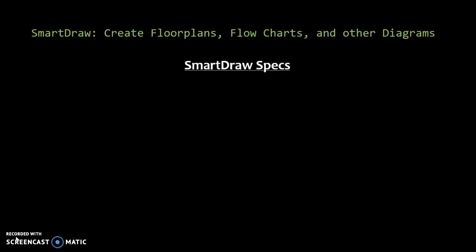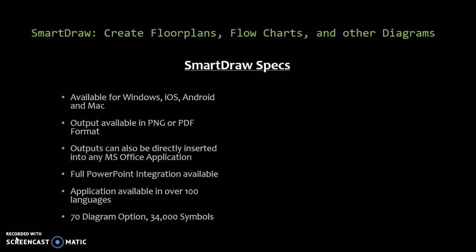Some of the specs on SmartDraw, they have it available for Windows, Mac, iOS, Android, so you can use it on basically any computer that's running Windows or a Mac. Any phone that has iOS or Android. You can have your outputs formatted in PNG or PDF. You can also directly insert anything that you create into any of the Microsoft Office applications.